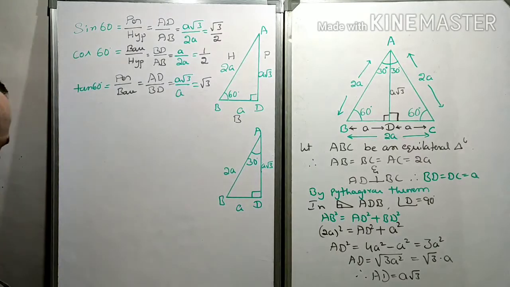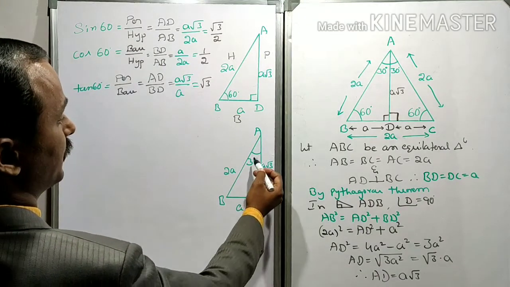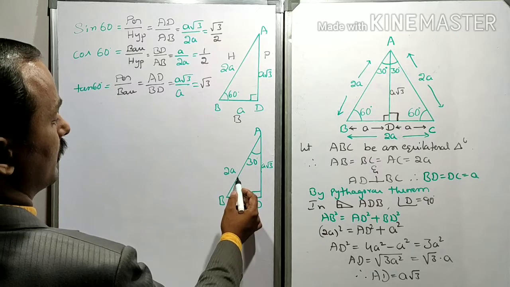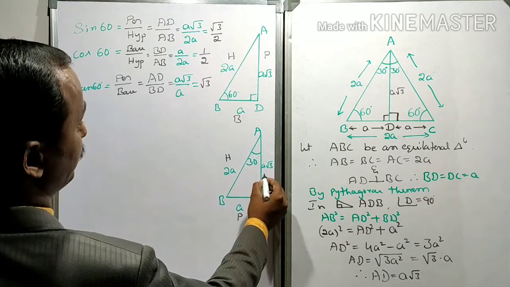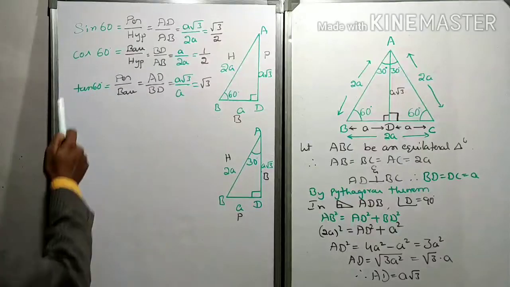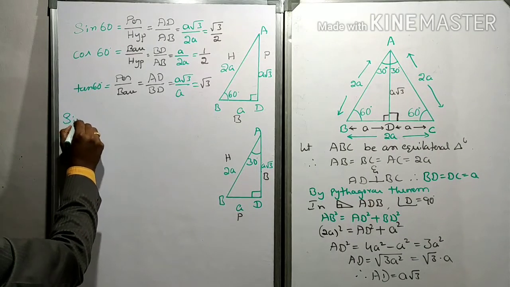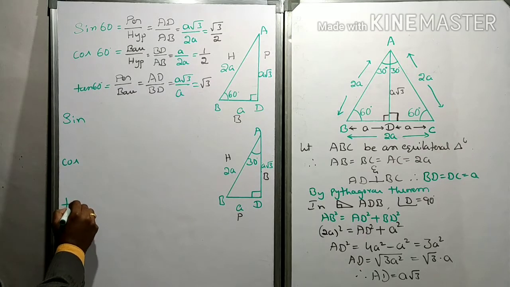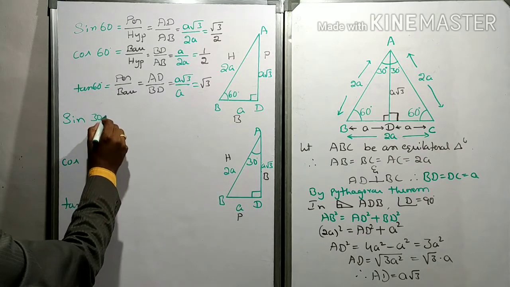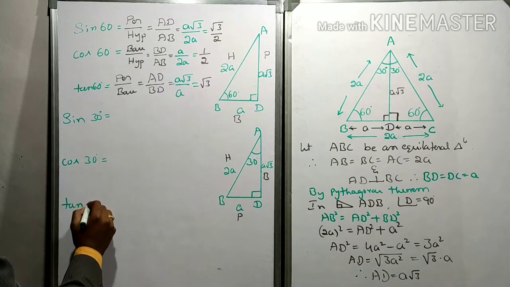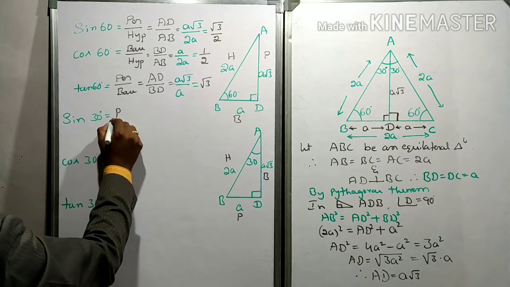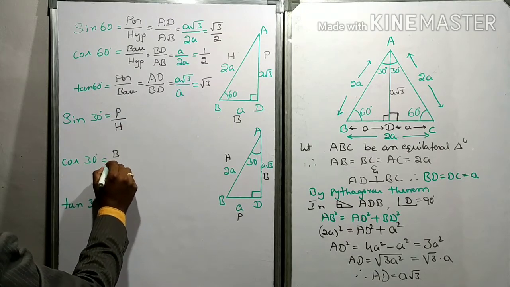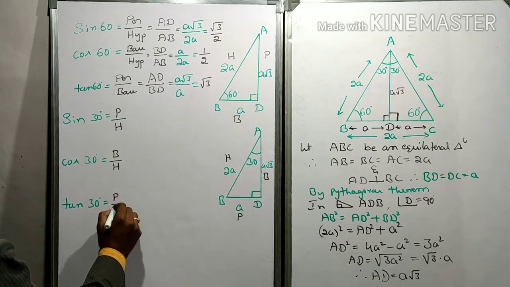Now, you know that in a right angle triangle, we give names to the sides. The side opposite to the acute angle we call perpendicular. The side opposite to 90 degree we call hypotenuse. The adjacent side of the acute angle is the base, dear children. Now again I will write the ratios sine, cos, tan for the acute angle 30 degree. You know that sine ratio is perpendicular upon hypotenuse, cos ratio is base upon hypotenuse, tan ratio is perpendicular upon base.